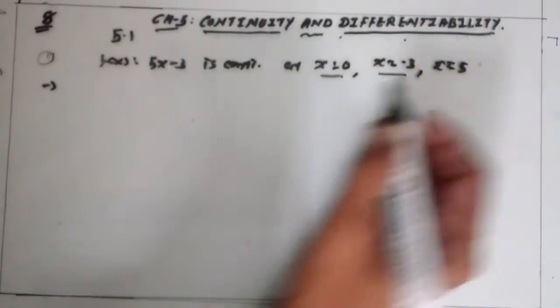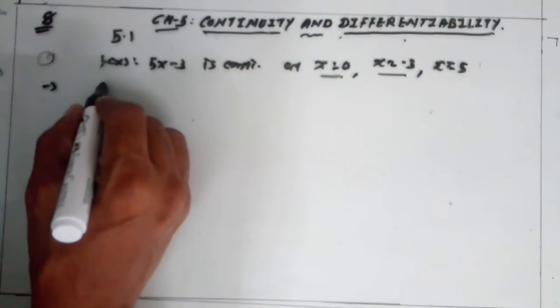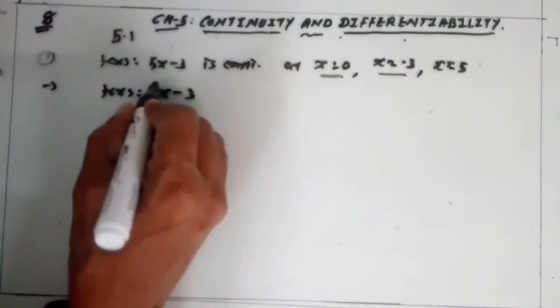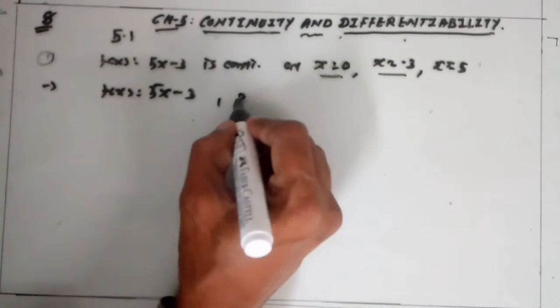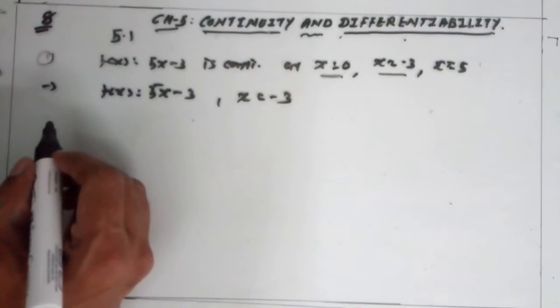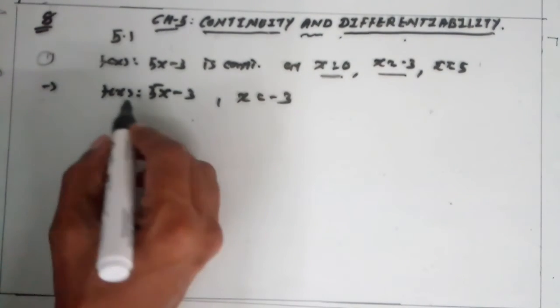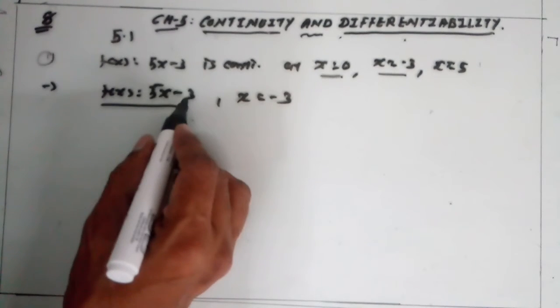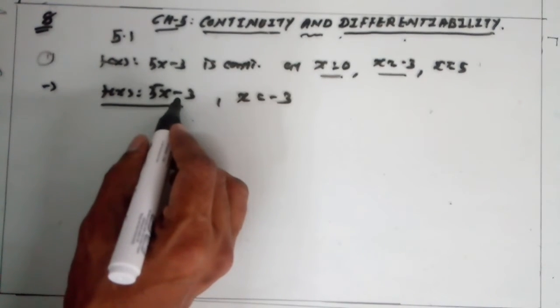Now for x = -3. Here f(x) = 5x - 3 is given. Discuss continuity at x = -3. Here we apply a simple and short method. Remember this, f(x) = 5x - 3 is a linear function. This is one type of polynomial function, and a polynomial function is always continuous. So apply the simple method.